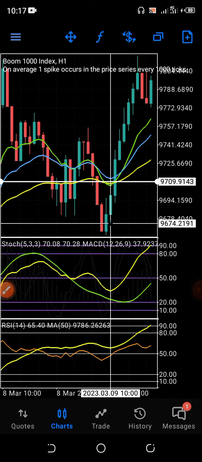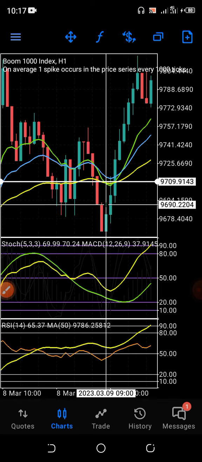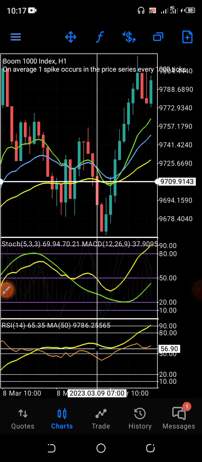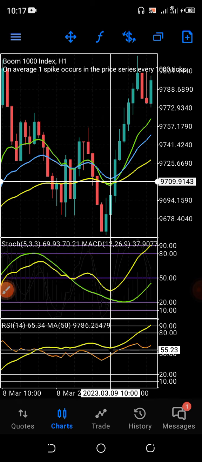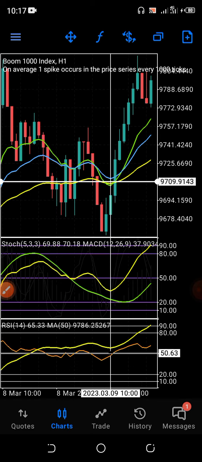Then at 11 o'clock, this one opened up and started going down. You will not enter by that 11. You only watch your indicator window 2, which is this one, and discover that the gold line is approaching the 50 levels. Then at 12 noon, the gold line crossed.